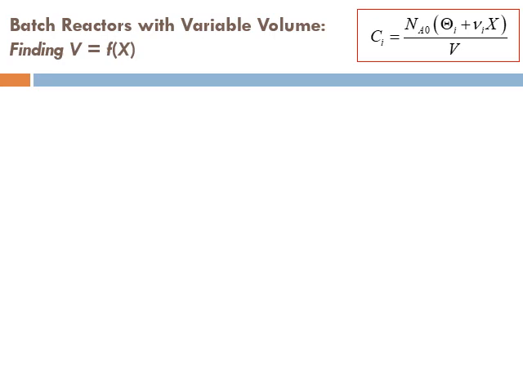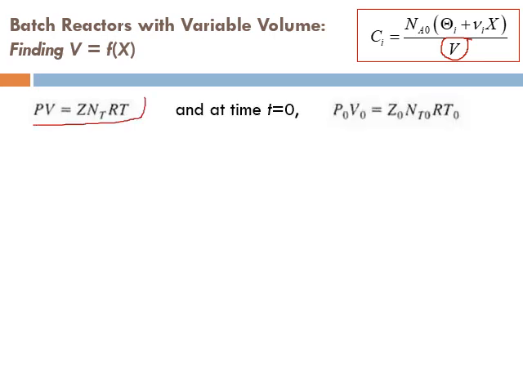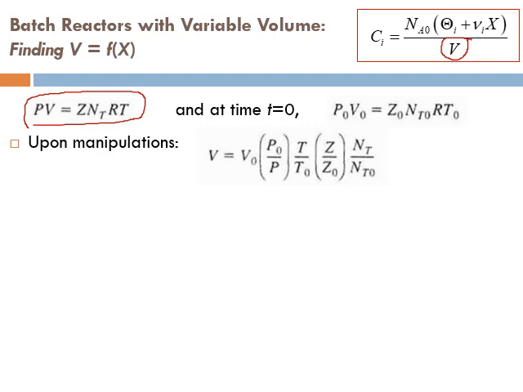Okay, so we already said that C_i equals N_i over V, and N_i is N_A0 times (theta_i plus nu_i X). So what's remaining now is to find V as a function of X. Let's start with the compressibility factor equation of state. At time zero, everything is naught: P naught, V naught, Z naught, and T naught. Upon manipulations, basically dividing the two equations by each other, you get V equals V naught times the ratio of pressure, the ratio of temperature, the ratio of Z, and the ratio of total number of moles.